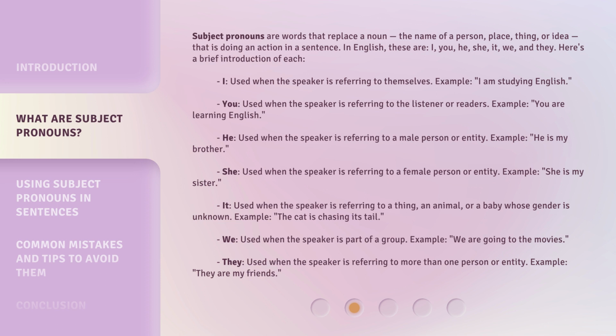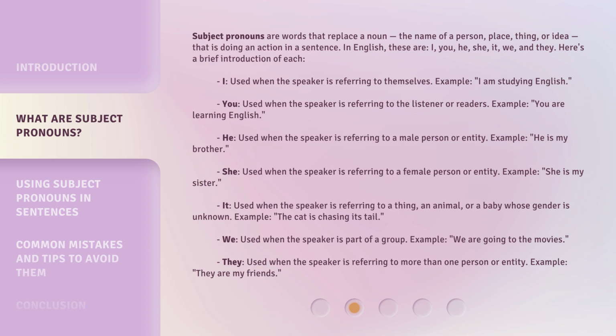Subject pronouns are words that replace a noun, the name of a person, place, thing, or idea, that is doing an action in a sentence. In English, these are I, you, he, she, it, we, and they. Here's a brief introduction of each.